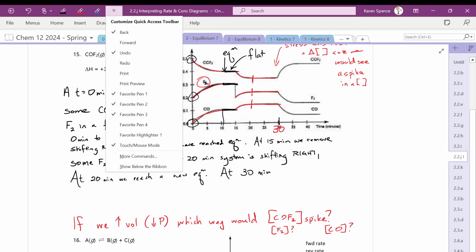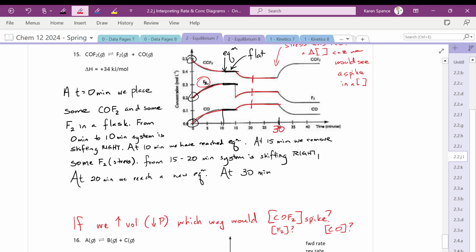Now, before you get too excited, I want you to remember that I'm asking which way does it spike, not which way does it shift. So we're not talking about shifting yet. We're just talking about the spike. Is it going to spike up or is it going to spike down?